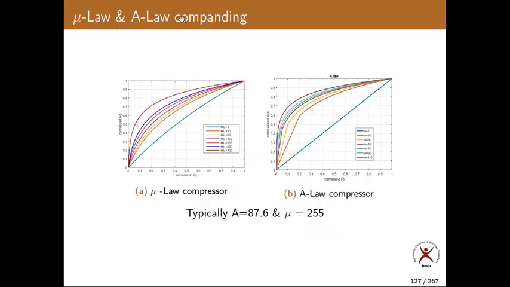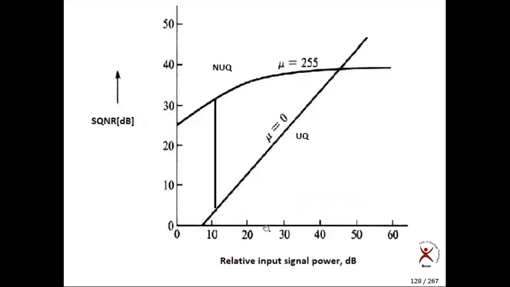Now these are the most widely used companding techniques. They are called A-law and mu-law. Here mu should be 0 actually, something is wrong here. Mu equal to 0 means there is no compression. Here A equal to 1 means there is no compression. So for different values of mu, this is the compression. Here also for different values of A, this is the compression. Typically the values are A equal to 87.6 and mu equal to 255.